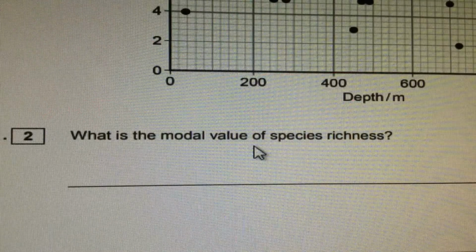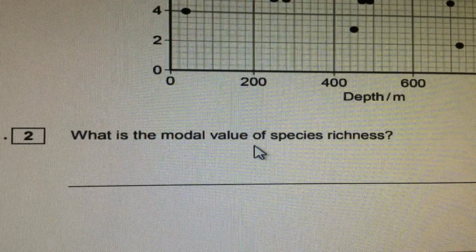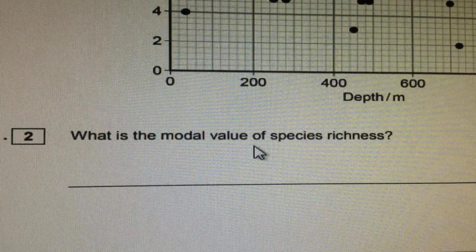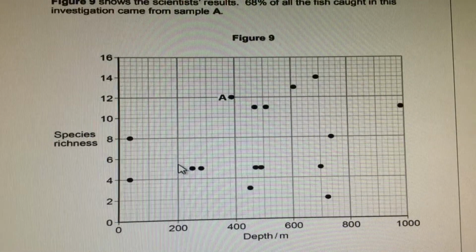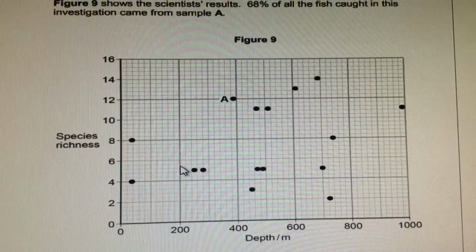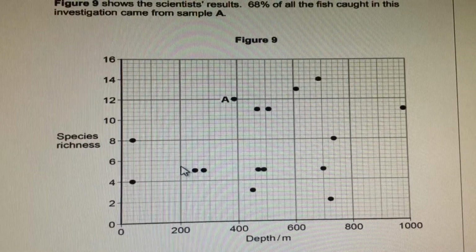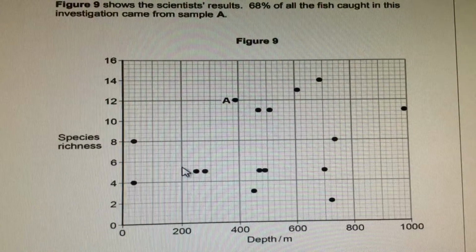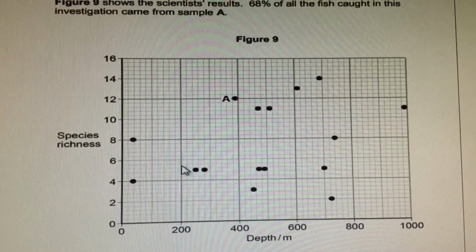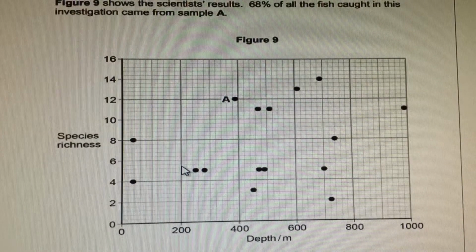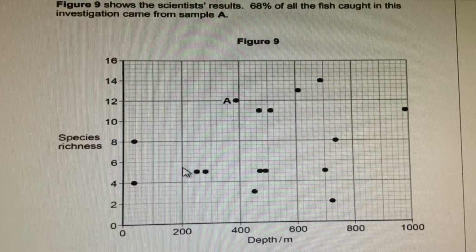The next bit says scientists investigated the species richness of fish caught at various depths in the Pacific Ocean close to the western coast of Chile. Figure 9 shows the scientists' results. 68% of all fish caught in this investigation came from sample A. And the question asks, what is the modal value of species richness? Stop the video and just give it a moment's thought, scribble it down in the back of your book or on a piece of paper, so I can see how many students got this wrong.